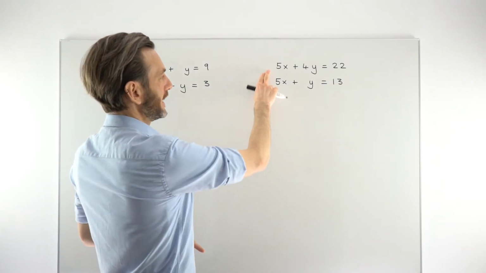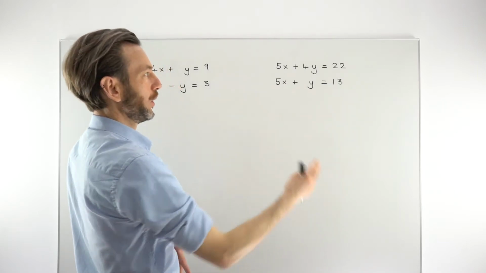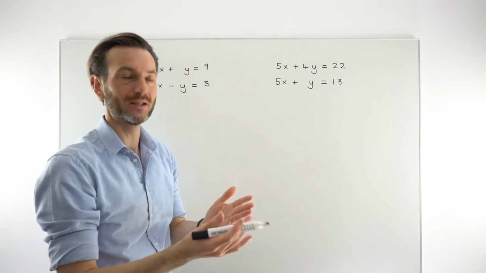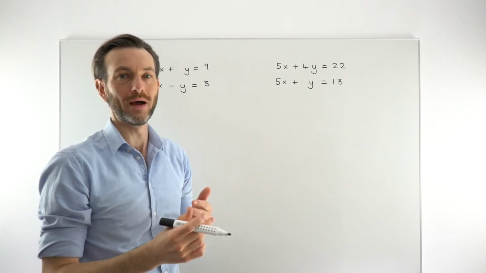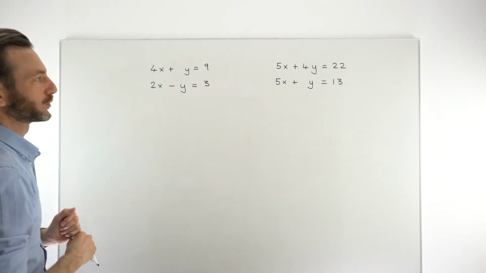You need as many equations as you've got variables. So if we've got two variables, an x and a y, then we need two equations to have that second constraint, which then allows us to form a unique solution pair, x and y. That's what we're trying to do in these questions.